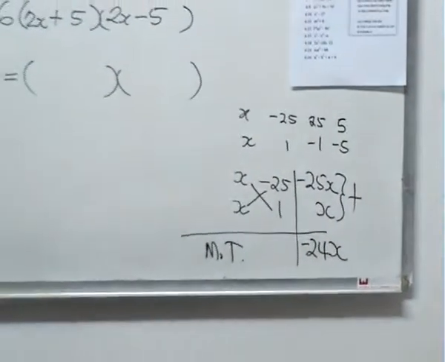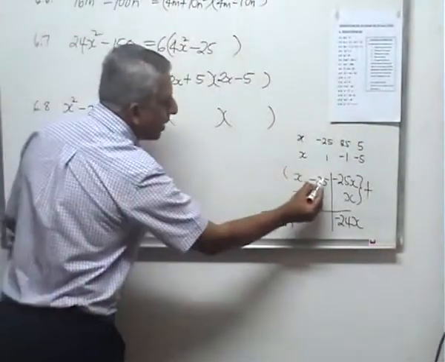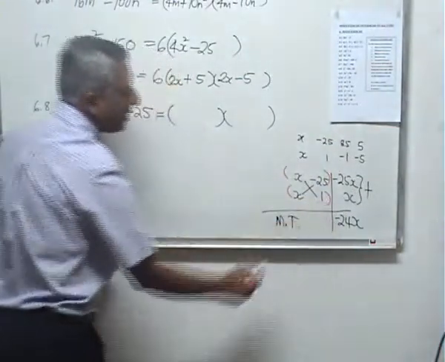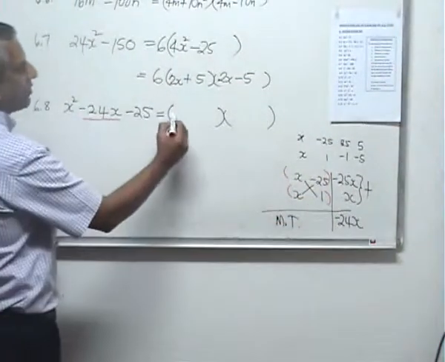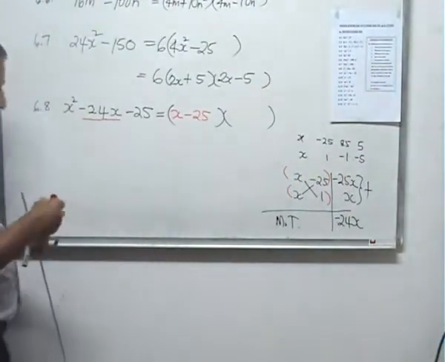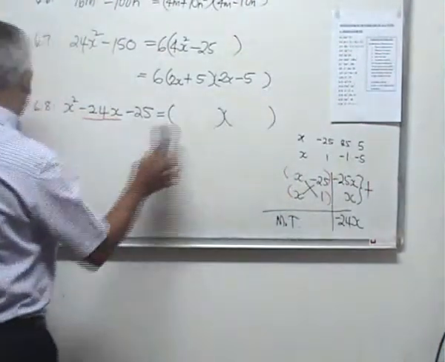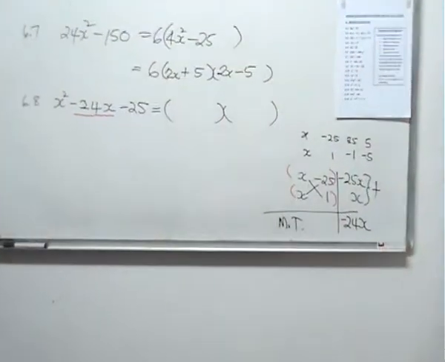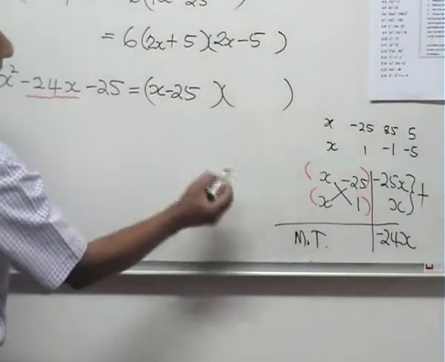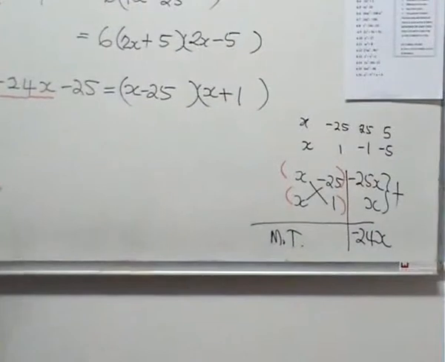So what happens is this top 2 goes in one bracket and the bottom 2 goes in another bracket. So your first bracket will be x minus 25, and your next bracket will be x plus 1.